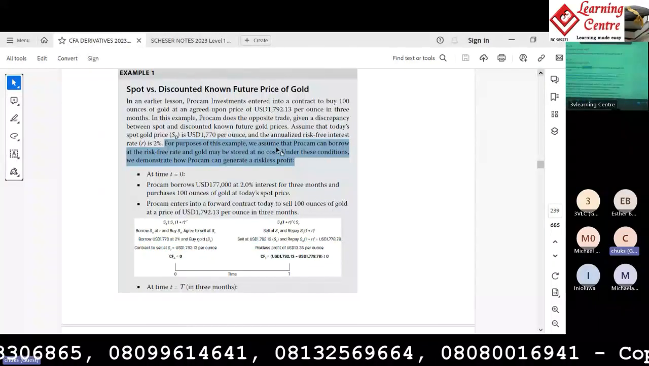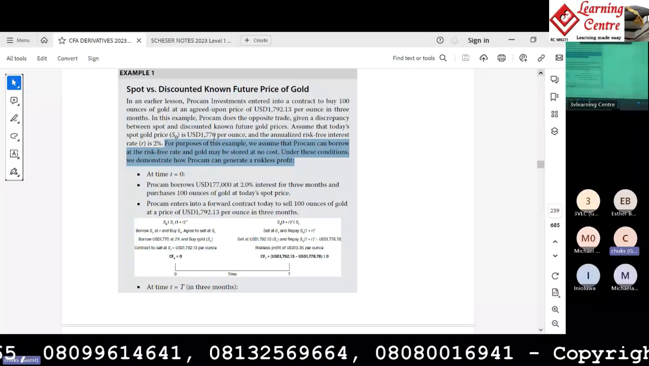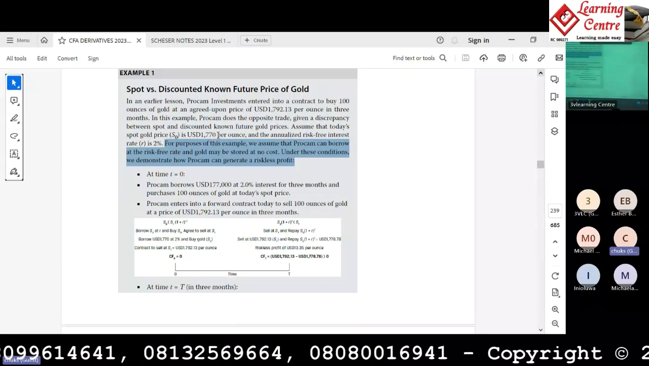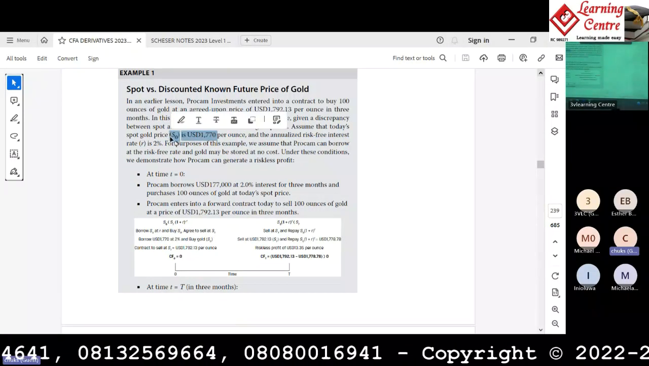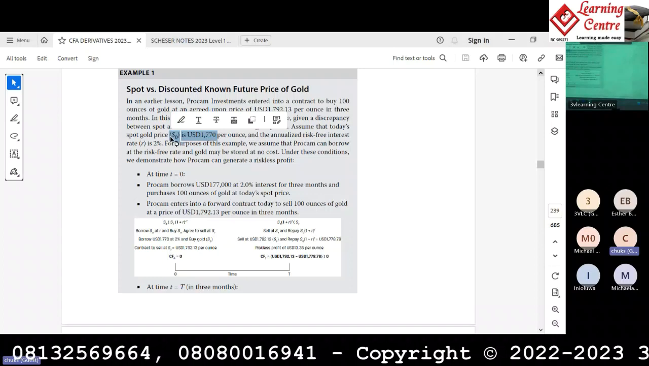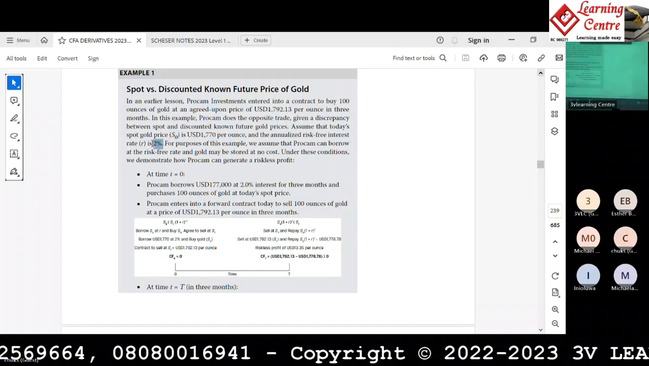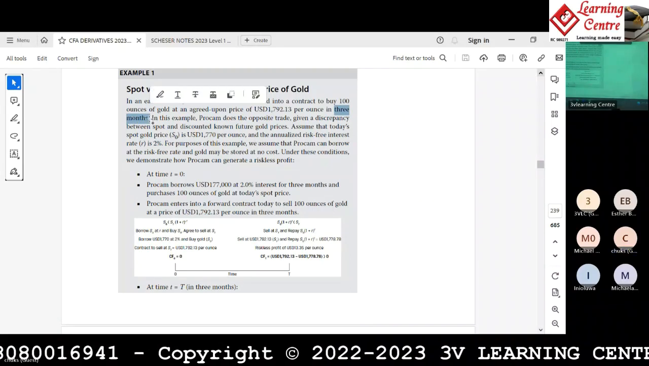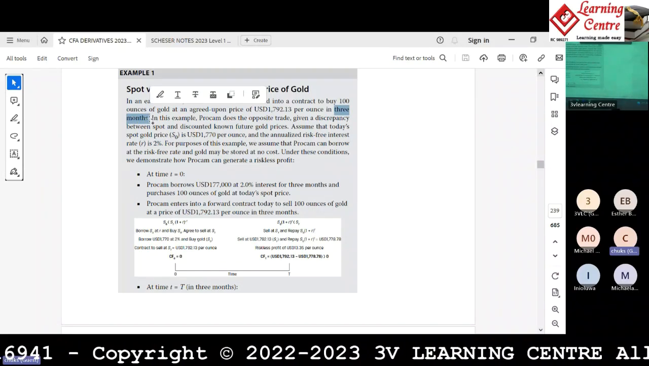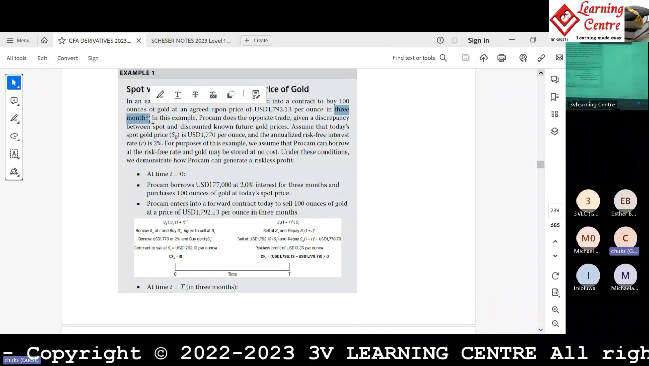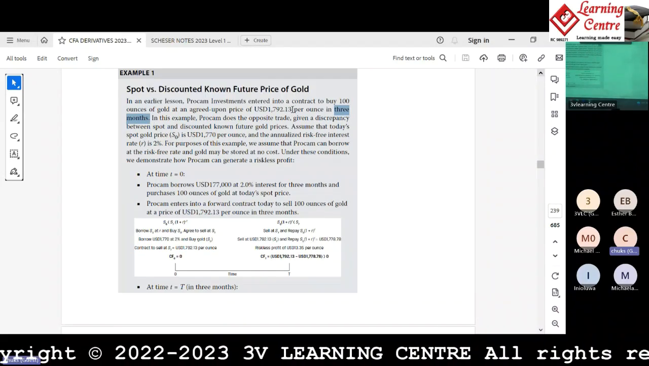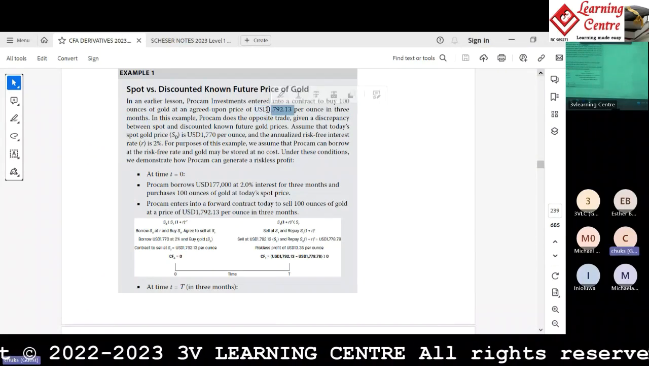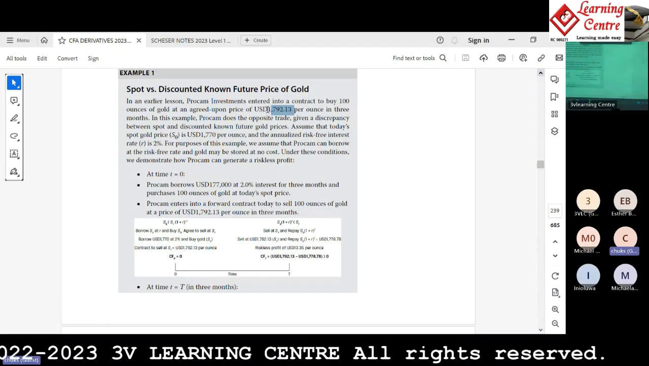So we come back to this. What is our spot price? 1770. That's the price today, S0. What is our risk-free rate? 2%. What is our time? Our time here is 3 months, which is basically 3/12. And then what is our forward price? 1792.